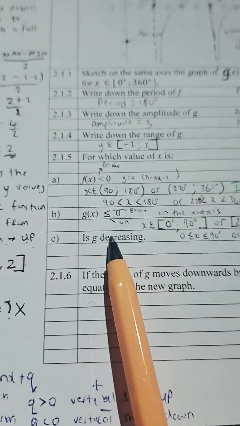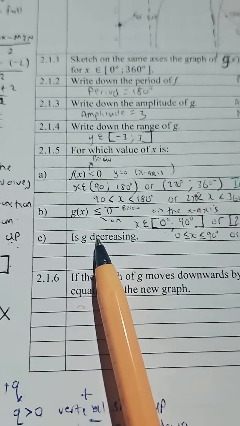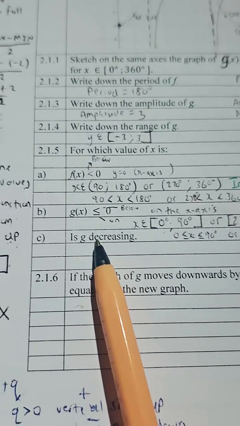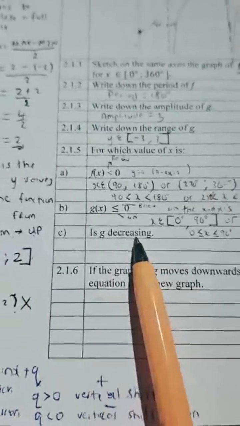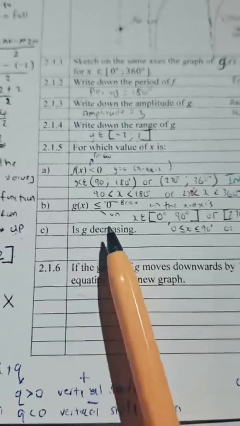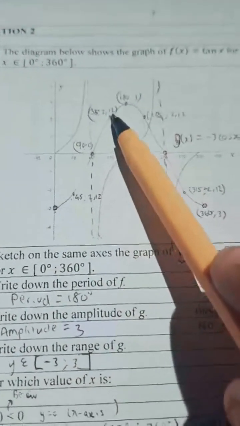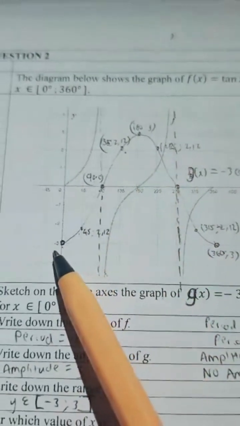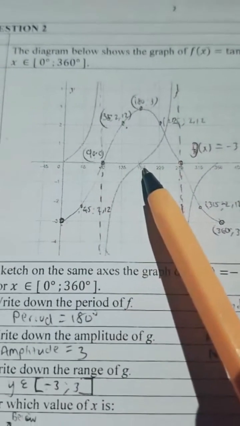Is G decreasing? Is G decreasing? All right, that's the question. Now, obviously, there are parts where we can say no, but there are parts where we can say yes. So let's check where the function is decreasing. Let's check out the function of G, which is this function. What's happening here? The function is increasing, increasing, increasing. So definitely no, the function is not decreasing here from 0 to 180.